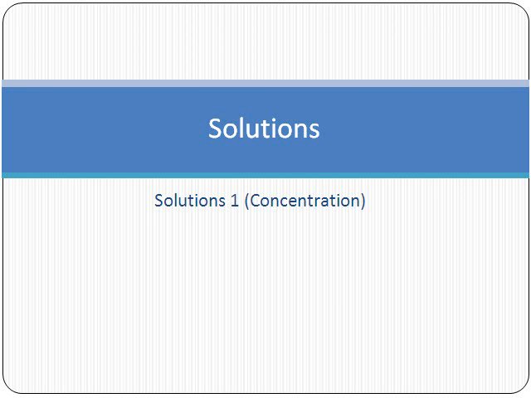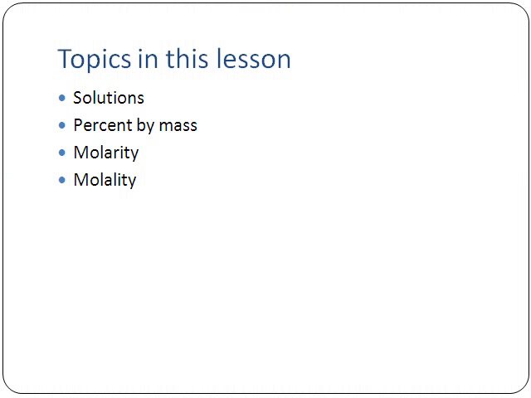Our next lesson here today is a continuation of Solutions 1. This lesson will deal with concentration. And in this lesson, we are going to look at a few different things. We're going to look at solutions, some details about what the parts of solutions are. And then we're going to look at three different types of concentration: percent by mass, molarity, and molality. Each one of these three things is a method or a measurement of concentration, and so we're going to look at those, how to calculate them.